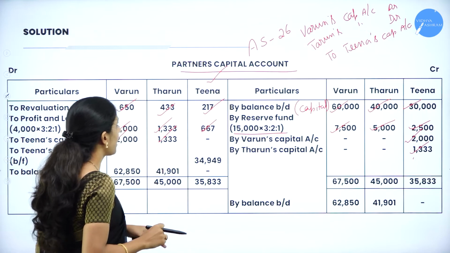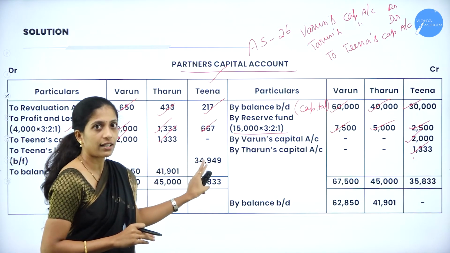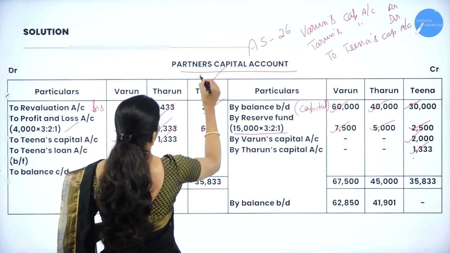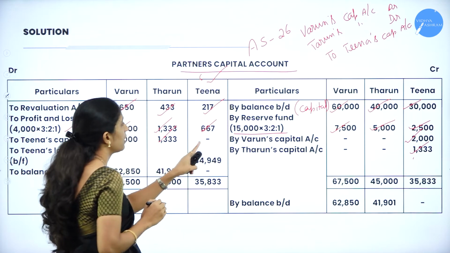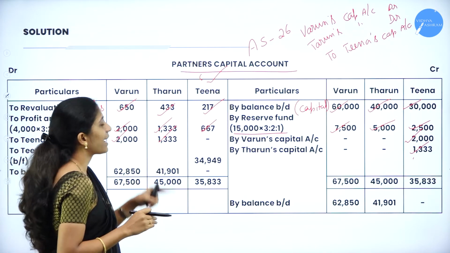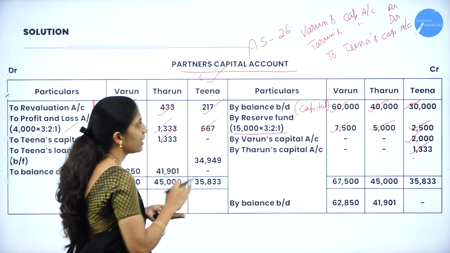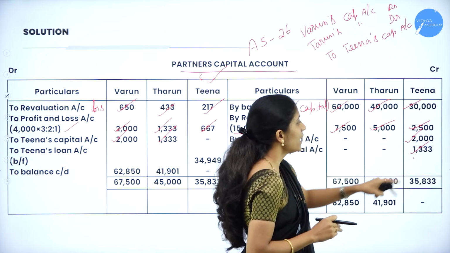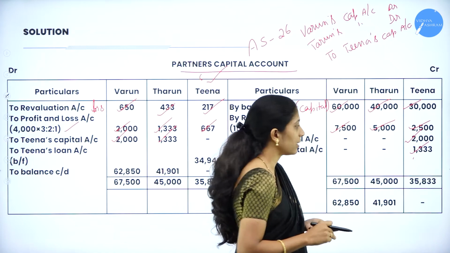Now if you see the debit side of Tina, we shall calculate that of Tina. Tina is a retiring partner. In the debit side the amount is how much? 217 plus 667. So here the debit side is less than the credit side. Now coming to the credit side, we have 30,000, 2,500, 2,000 and 1,333.